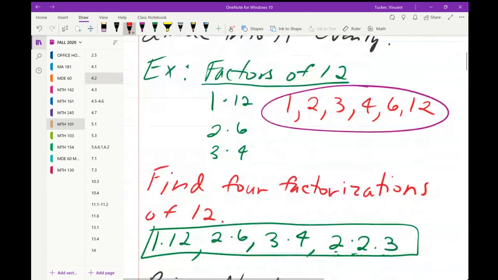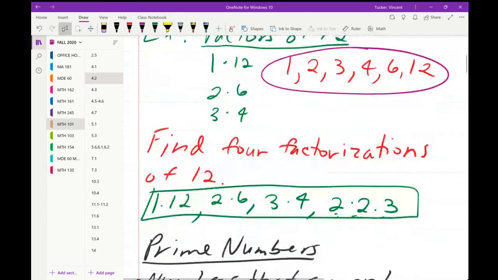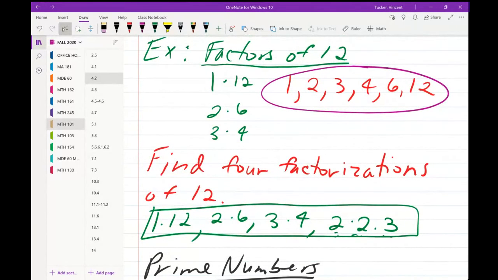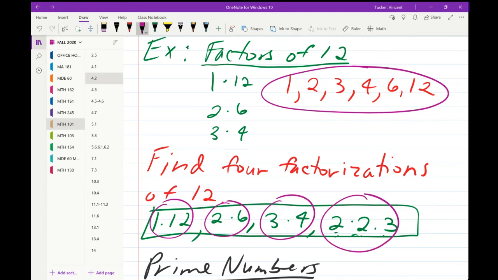All right, so it says find 4 factorizations of 12. So this was the first exercise that you may see, or one of the first exercises you may see. If they ask you to find 4 factorizations of 12, we just finished talking about 1 times 12, 2 times 6, and 3 times 4. But also 2 times 2 times 3 is considered a factorization of 12. In other words, you break it down all the way to just prime numbers. 2 times 2 times 3 will multiply back out to give you 12 as well.